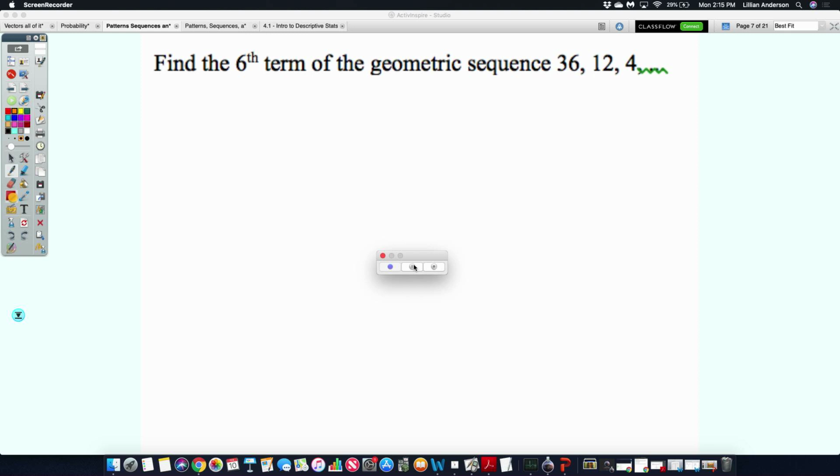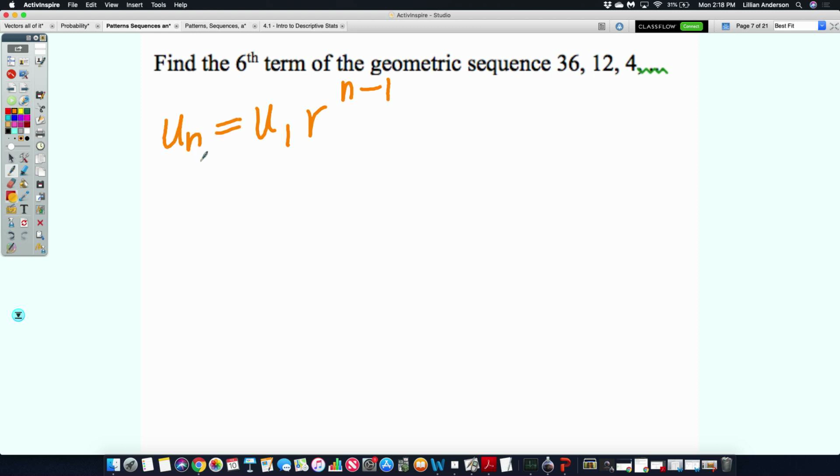What formula do we use here? What formula are we going to use here? U sub 1 times r to the n minus 1. Very good. This is geometric. What's my first term? 36. My ratio? 1/3. And n. 5. Very good. Give it to me as a fraction.